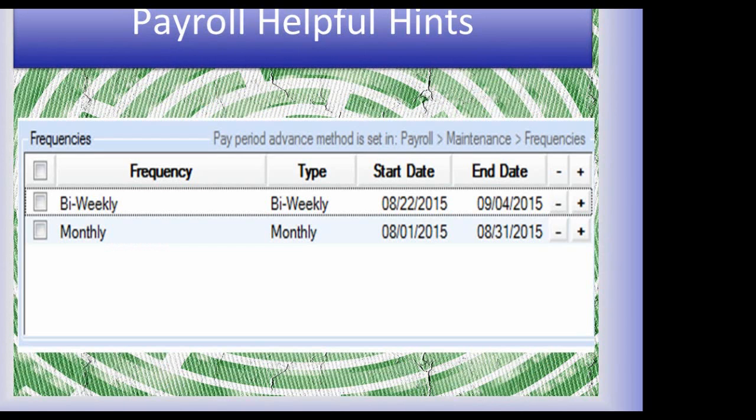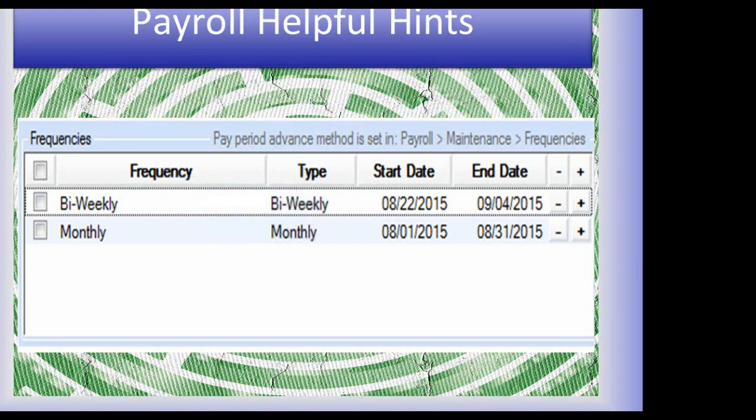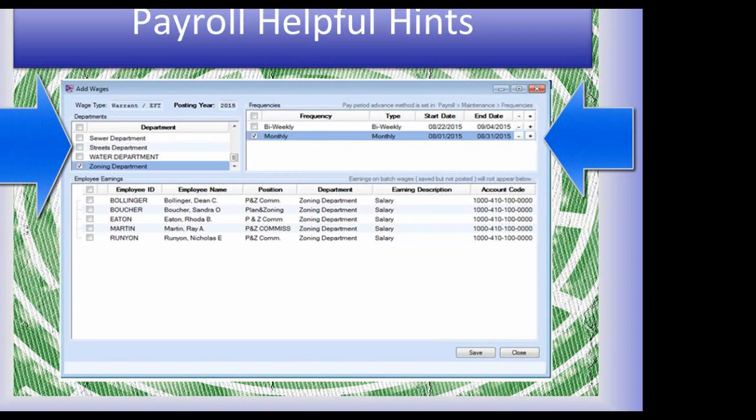This is part of the Add Wage screen. It's the frequency area where all frequencies will be listed for your entity. So remember, when you're adding wages in UAN, verify the pay period dates for the wages to be added. These dates are critical for accuracy of withholding rates and reports. Using the departments box and frequency box correctly helps to limit the employees that appear in the employee earnings box and can save the fiscal officer time when recording wages.